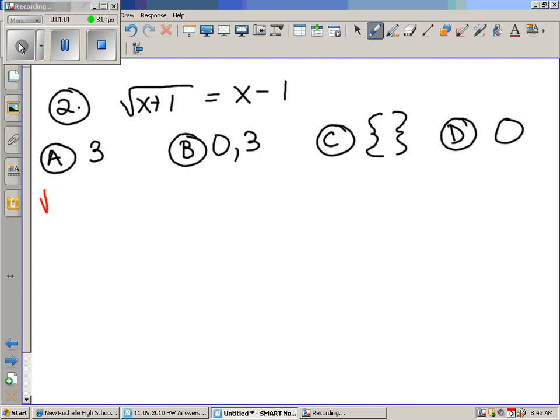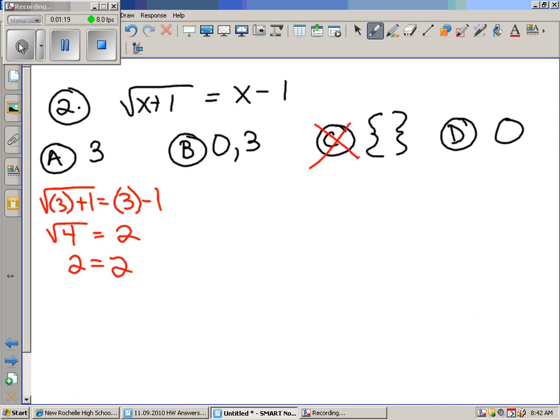This one right here. The square root of 3 plus 1 equals 3 minus 1. 3 plus 1 is 4. 3 minus 1 is 2. Square root of 4 equals 2. So choice A works, which means it can't be choice C and it can't be choice D. So all we have to do is check choice B, because choice B says that there are two answers. 0 works and 3 works. So let's check choice B. Does 0 work? We already know that 3 works. Let's check if 0 works. So we're going to plug 0 in just to make sure.